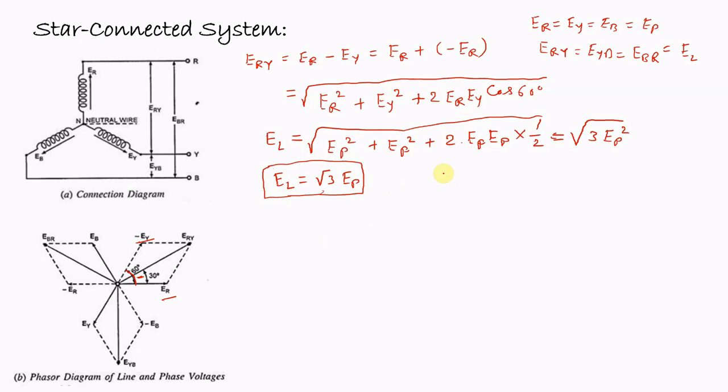We can also use the notation as V. So VL will be equal to root 3 times of the V phase. So for a star connected system, the line voltage is root 3 times of the phase voltage, or the line EMF is root 3 times of the phase EMF. In this figure, again you can see that ERY is the line voltage, ER is the phase voltage, EY is the phase voltage. So the line voltage is root 3 times of the phase voltage.